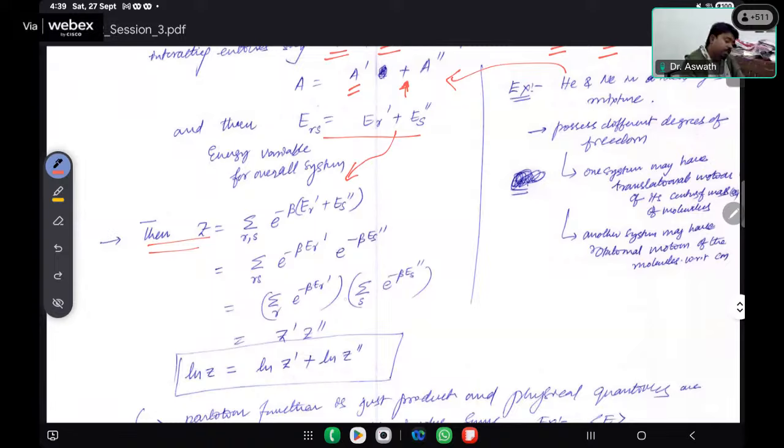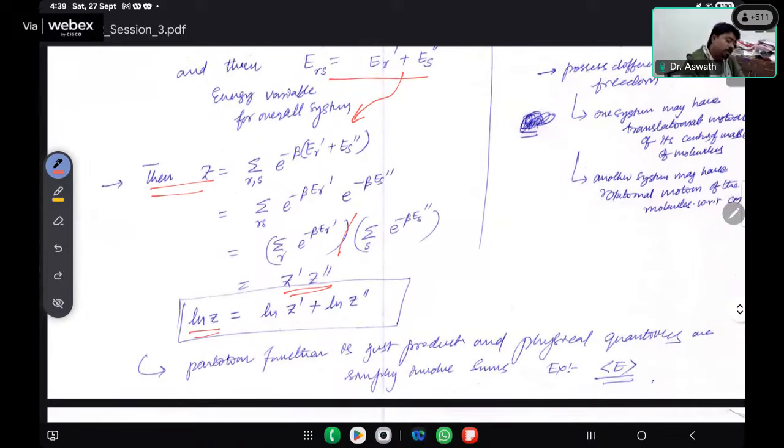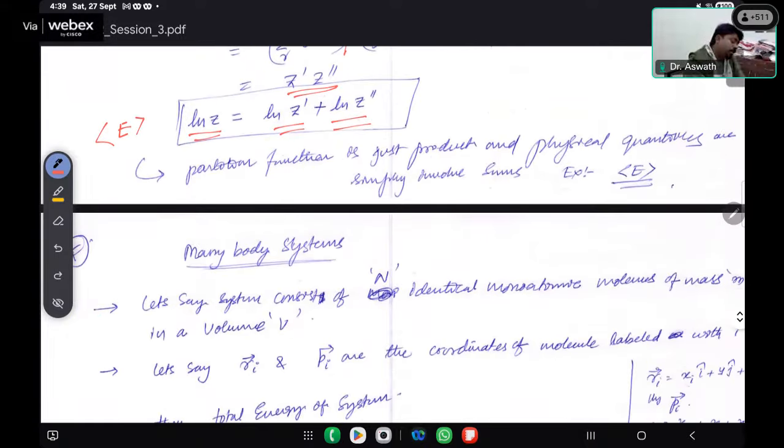If you explicitly see, the partition function is just a product of the individual partition functions. Beautiful, right? If you take a log of that, the summation of the individual partition function logs is the overall log. The average energy is also simply the sum of the individual average energies. This one contributes the average energy for the first system, the second one contributes for the second system. So the partition function is just a product, and the physical quantities simply involve sums.